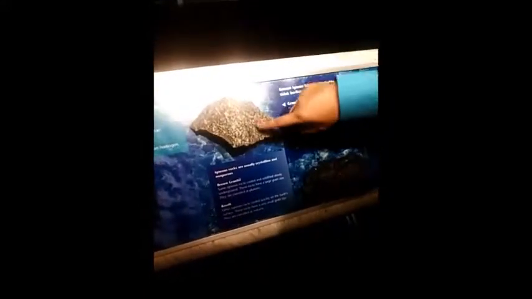This is an example of igneous rock, which is brown granite and basalt. And these two are examples of metamorphic rock. This is a granite schist and this is hornfels. That's all for the types of rock.